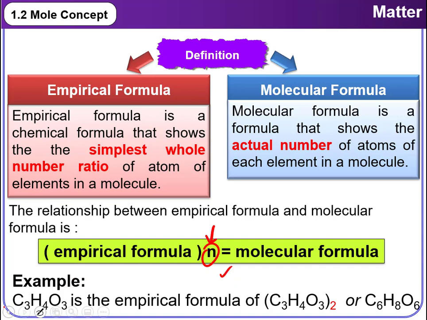For instance, we have C3H4O3 as the empirical formula, which is the simplest whole number ratio. Since the value of N equals 2, what to do is to multiply by 2 for each element. So 3 times 2 is C6, H4 times 2 is H8, and 3 times 2 for oxygen is 6.